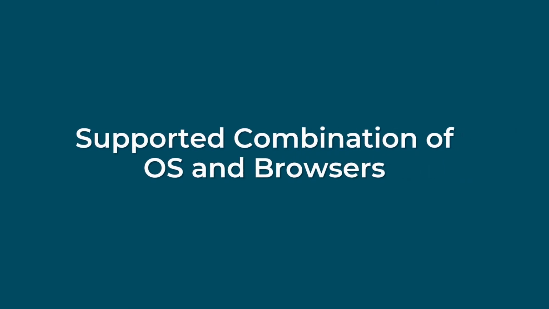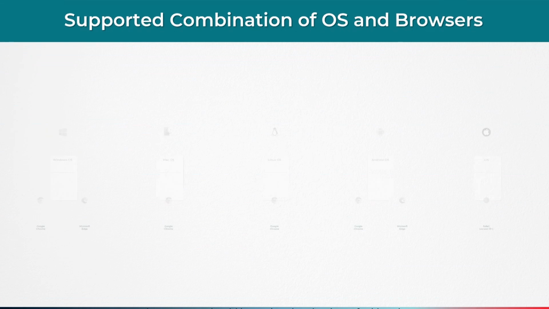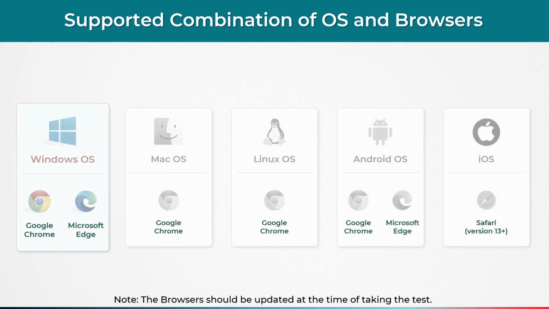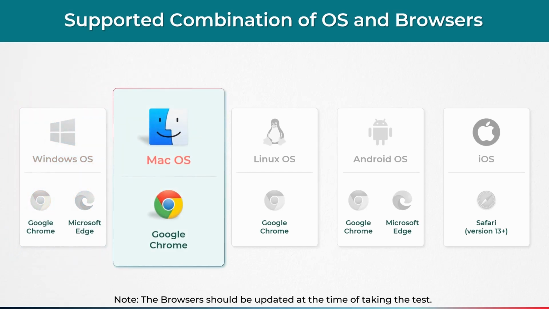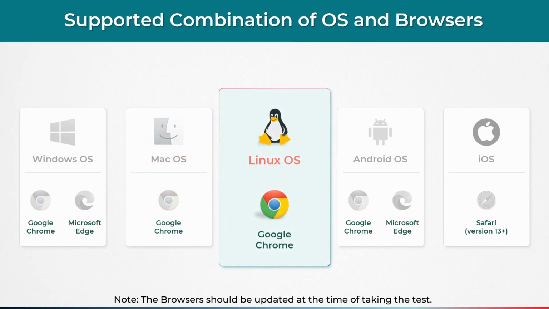The 5 major operating systems available today are Windows operating system, Mac OS, Linux OS, Android OS, or iOS. If you're taking a test through a Windows-based laptop or desktop, then you can use either Google Chrome browser or you can go with Microsoft Edge browser. If you are attempting the test on a Mac OS based laptop or desktop, then you can use Chrome browser. Similarly, if you are using a Linux OS based laptop or desktop, then again you can use Chrome browser.